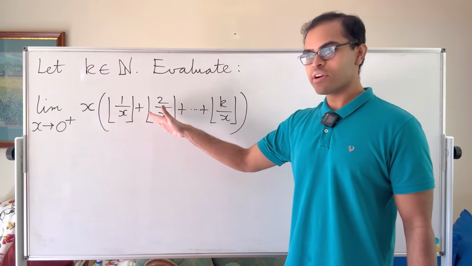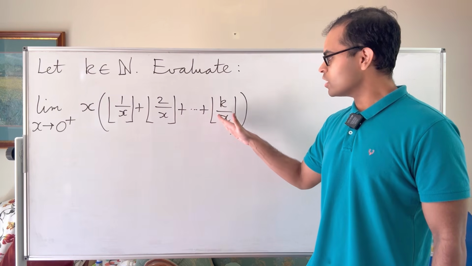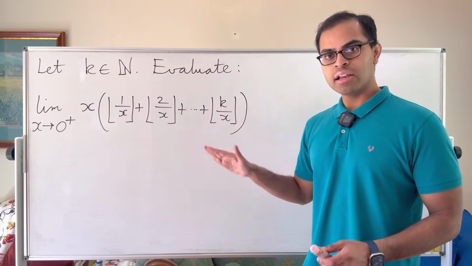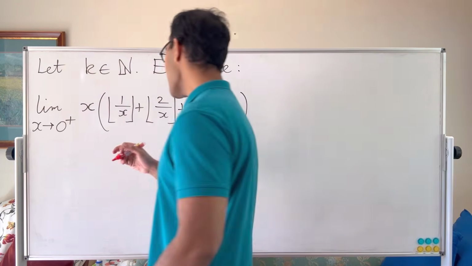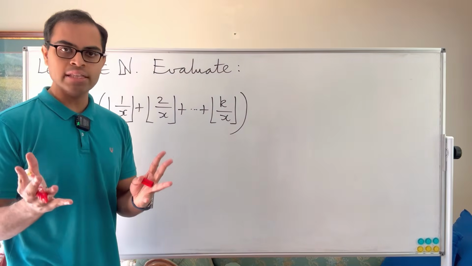the floor of 1 over x plus the floor of 2 over x all the way up to the floor of k over x. Now to give you just a quick recap on the floor function, just to get our minds warmed up.